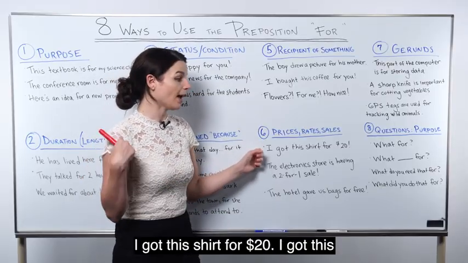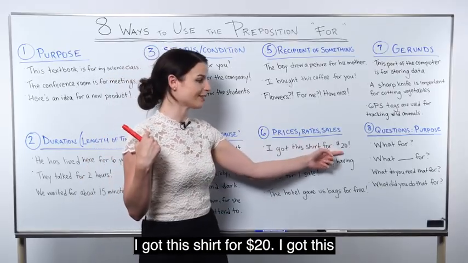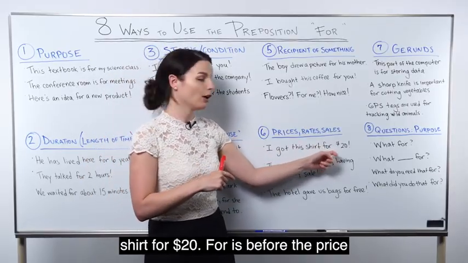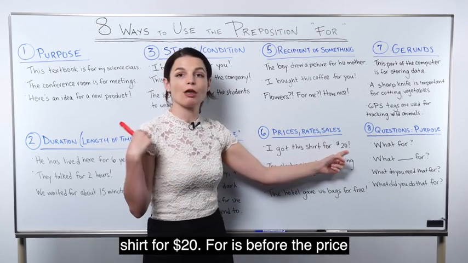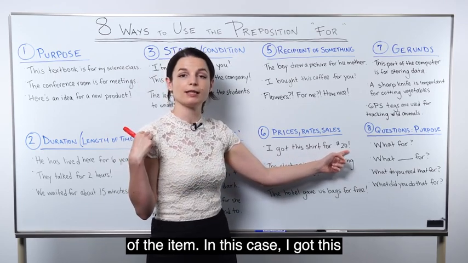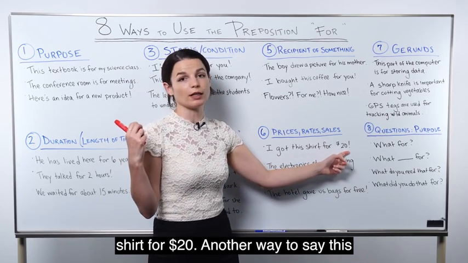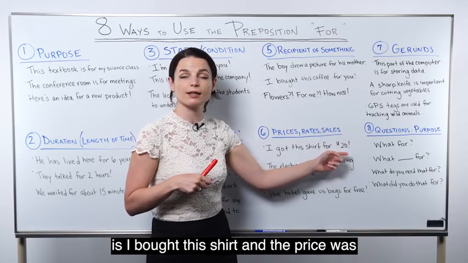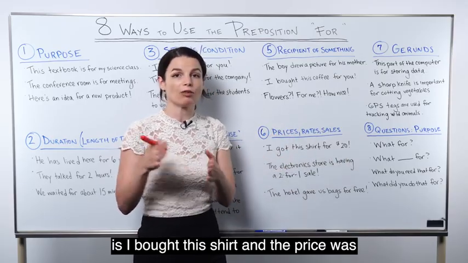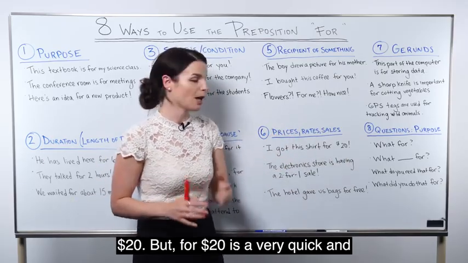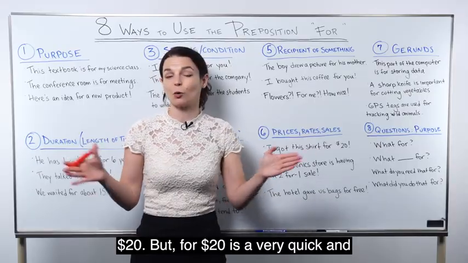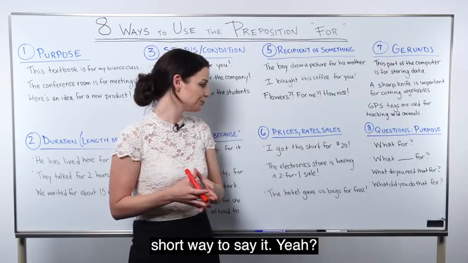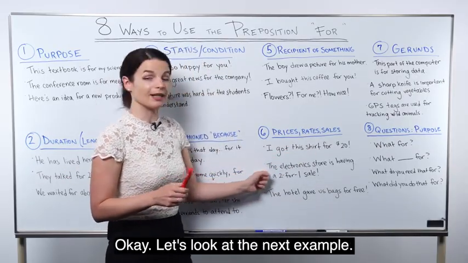First one: I got this shirt for $20. For is before the price of the item. In this case, I got this shirt for $20. Another way to say this is, I bought this shirt and the price was $20. But for $20 is a very quick and short way to say it. Yeah? Okay, let's look at the next example.